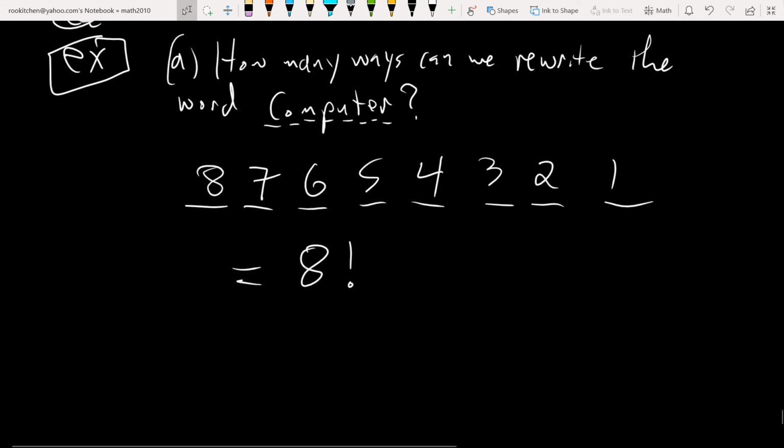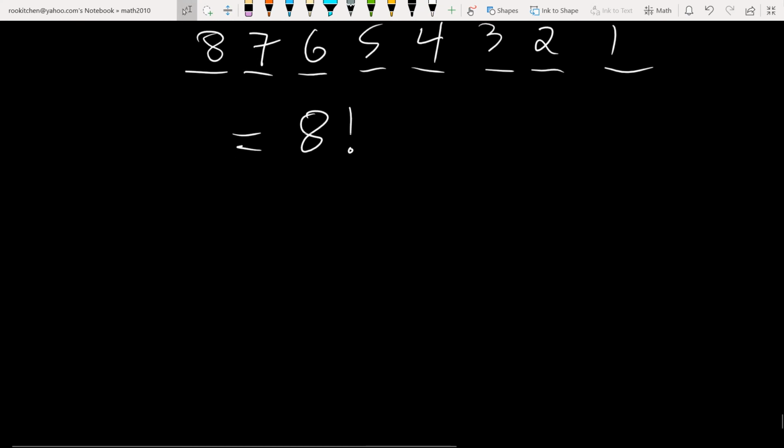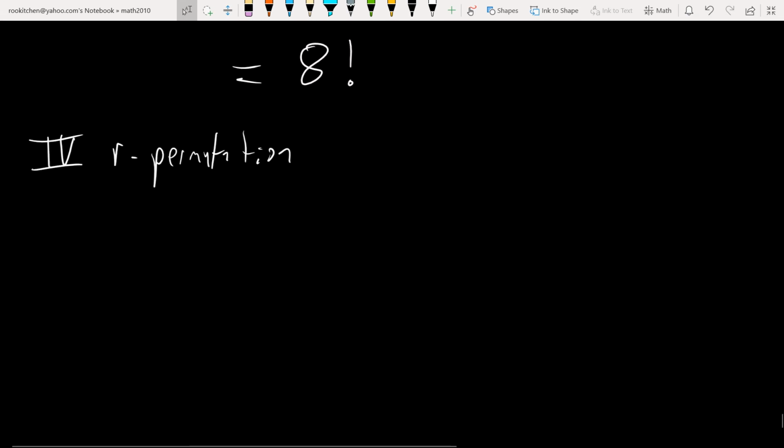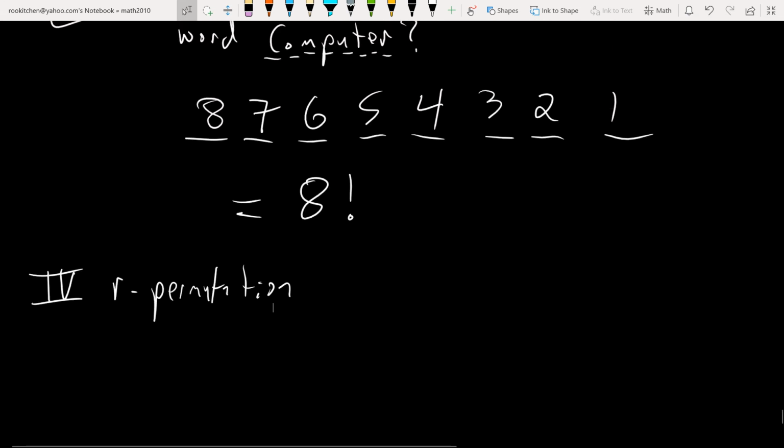Okay. A different kind of problem is if you just want to know how many ways you can rewrite the word using maybe 4 letters out of that word. So maybe just pick M, P, U, T and write those. What I'm getting at are these problems called R permutations. Okay, so this is the next section. Getting ahead of myself again. R permutations. So you'll have n things to pick from, and you're only going to pick a subset of them.